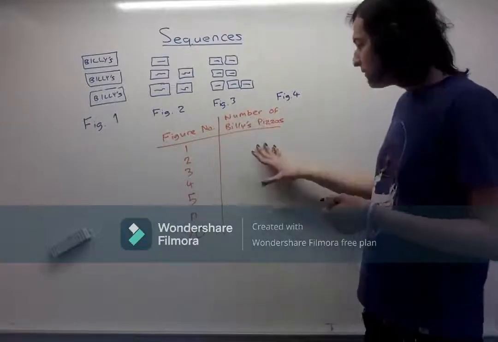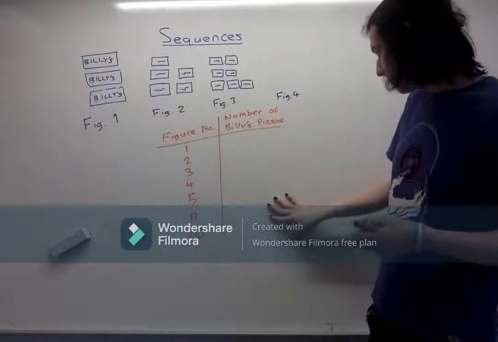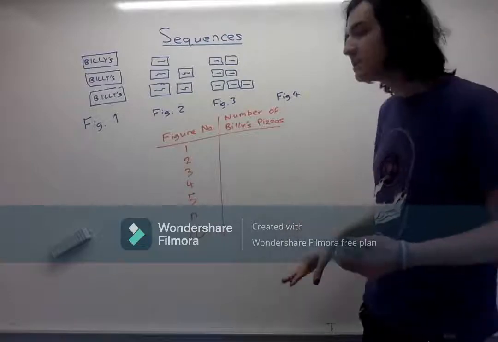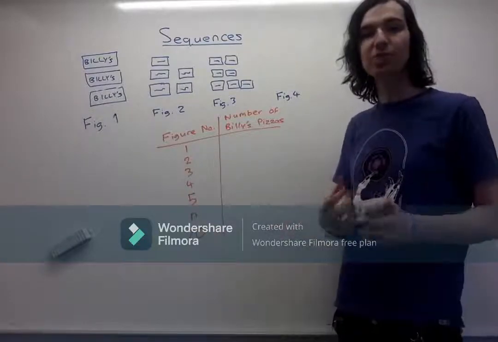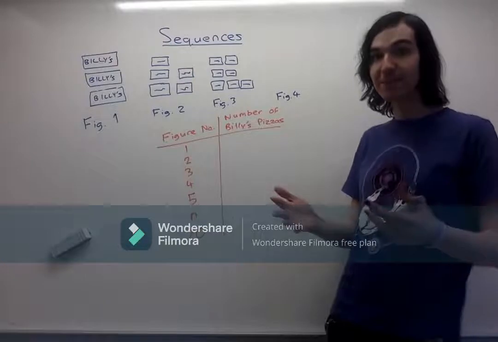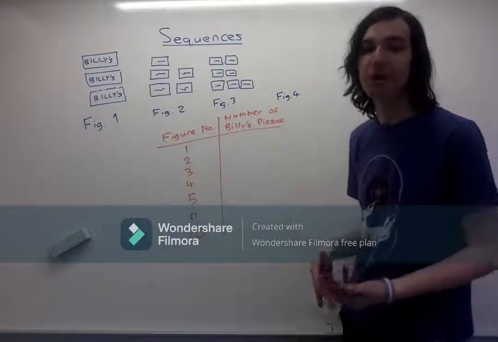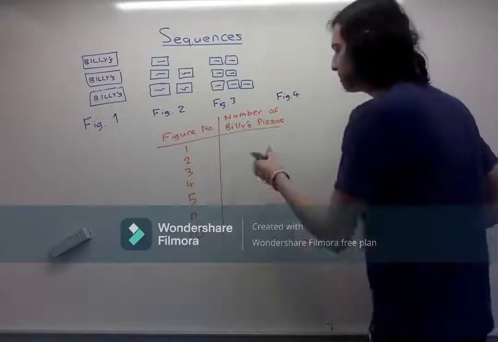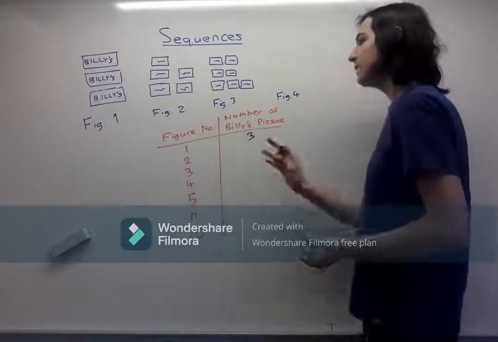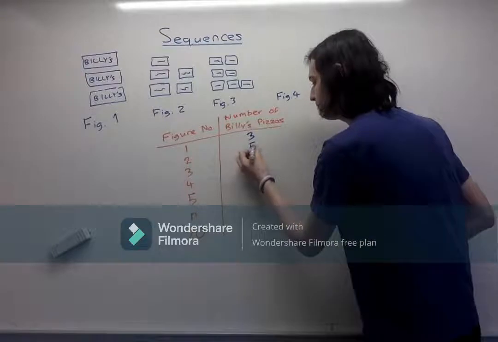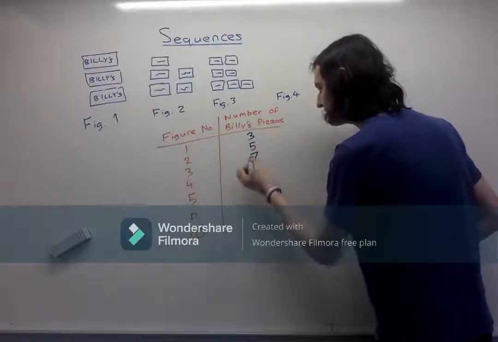So what I've got here is a lovely table. We've got a very nice table here for the number of Billy's Pizzas we've got in each figure. Now we're going to, what we like to call in maths, tabulate the data, which means just stick it into a table. So figure 1 we had 3. So let's bop a 3 there. And then figure 2 we had 5. And then figure 3 we had 7.